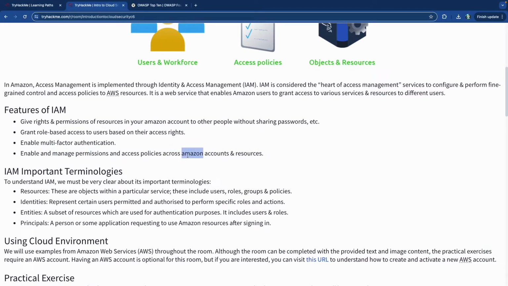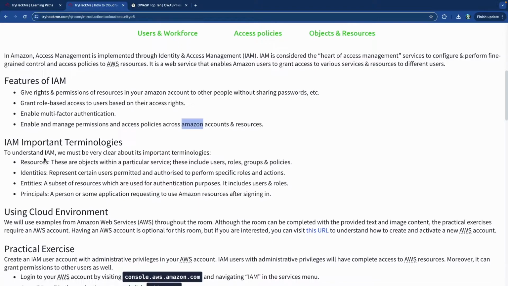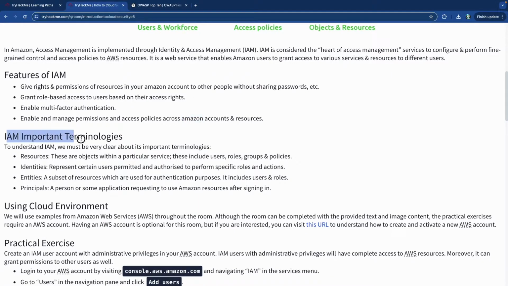And this is not just limited to Amazon, by the way. It goes across the board with every service provider. It's just that Amazon is the example in this case. You have some important terminologies here. Resources are the objects within a particular service. They include the users, roles, groups, and policies. All of these things fall under resources. Identities represent certain users permitted and authorized to perform specific roles and actions.